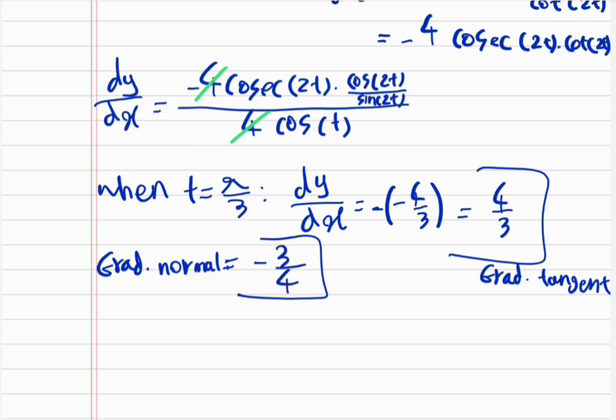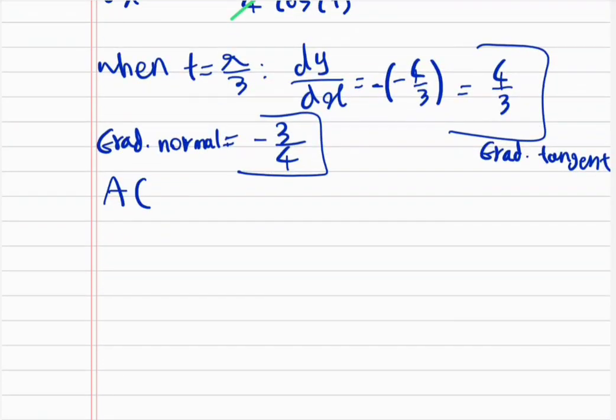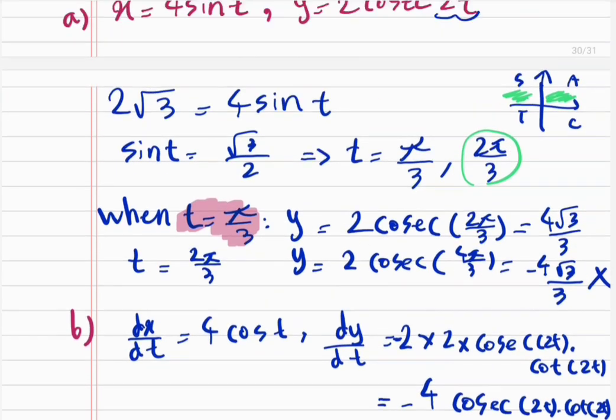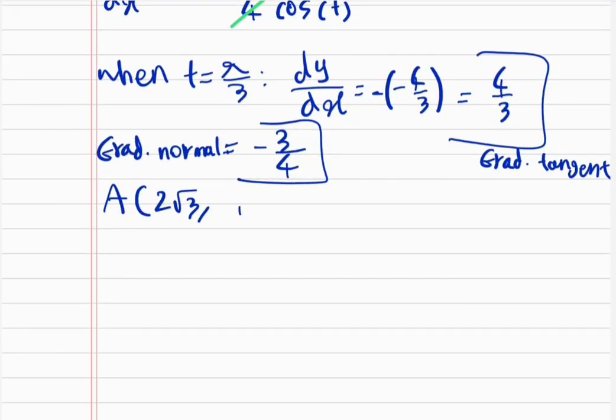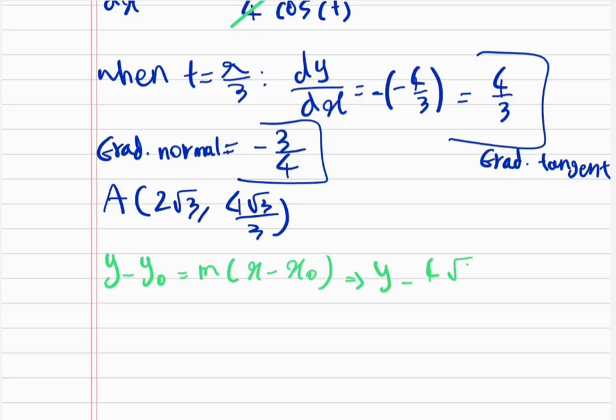Okay, now we have the gradient of the normal. We have the coordinates of A, which are 2 root 3 and 4 root 3 over 3. We can finally find the equation of the normal. So we use the form y minus y0 is equal to m times x minus x0. So we substitute the values. y0 is the y coordinate, which is 4 root 3 over 3. Gradient is minus 3 over 4. And then x0 is just 2 root 3.